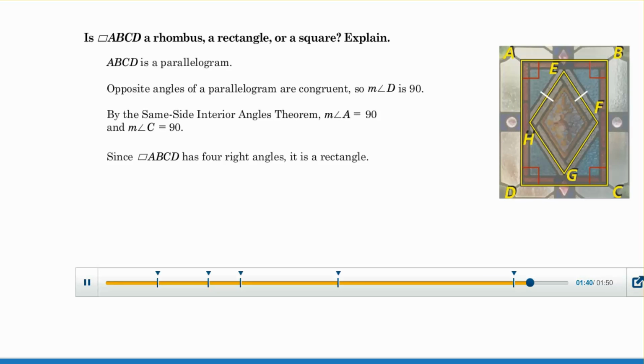Since parallelogram ABCD has four right angles, it is a rectangle. You cannot conclude that it is a square because you do not know its side lengths.